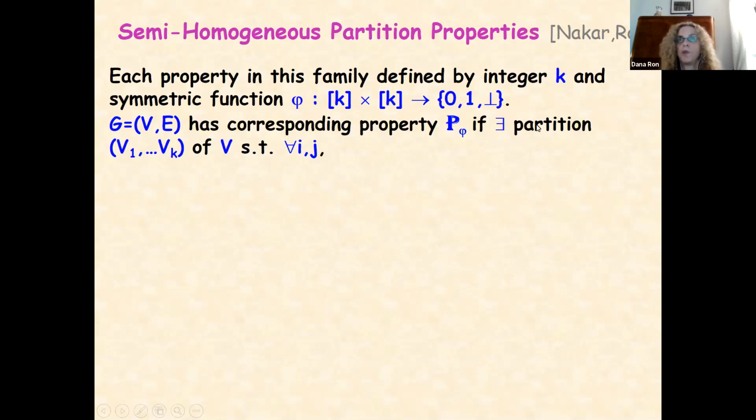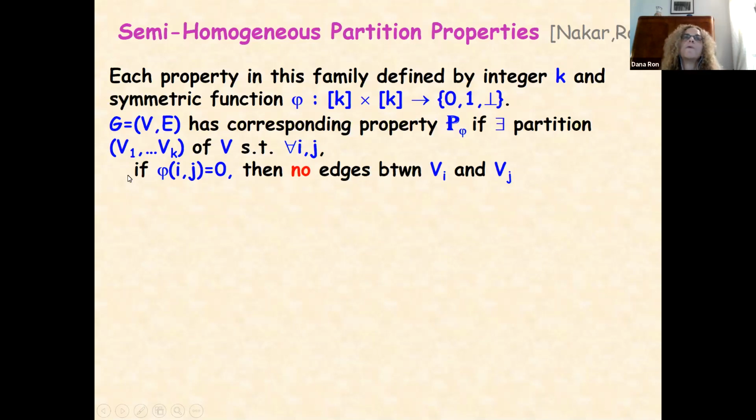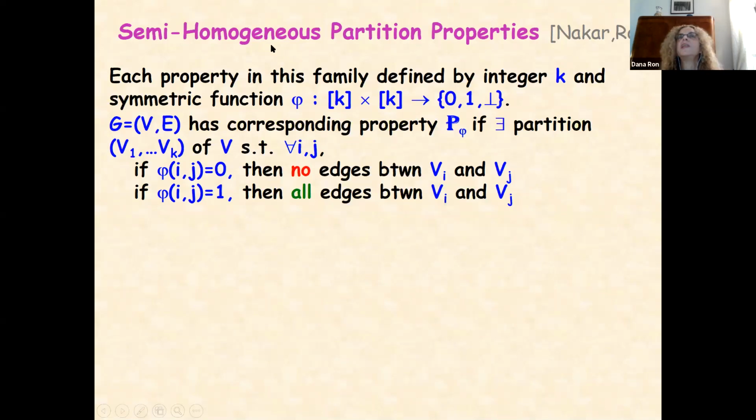A graph has the property P sub phi if there exists a partition of the graph vertices into k sets, and you'll have an illustration soon, such that for every ij the following holds. If phi ij is 0, then there are no edges at all between Vi and Vj. If phi ij is 1, then there are all edges. This is the homogeneous notion, and it applies also for i equal to j itself. If ii is 0, it's an independent set. If ii is 1, it's a clique. And then you ask, what about bottom? That's the semi part. If there's no constraint, then you can have whatever you like.